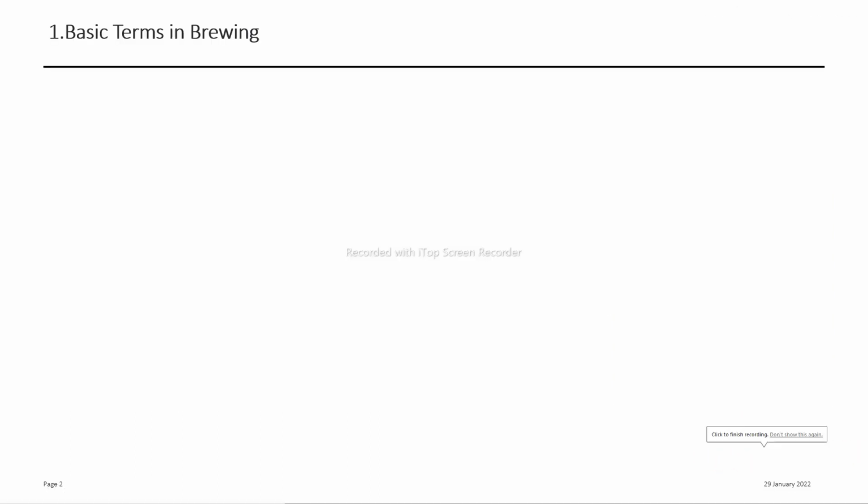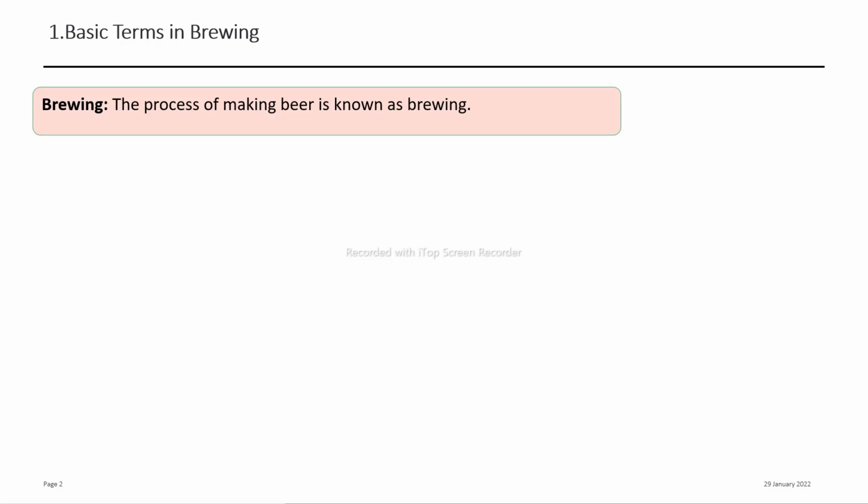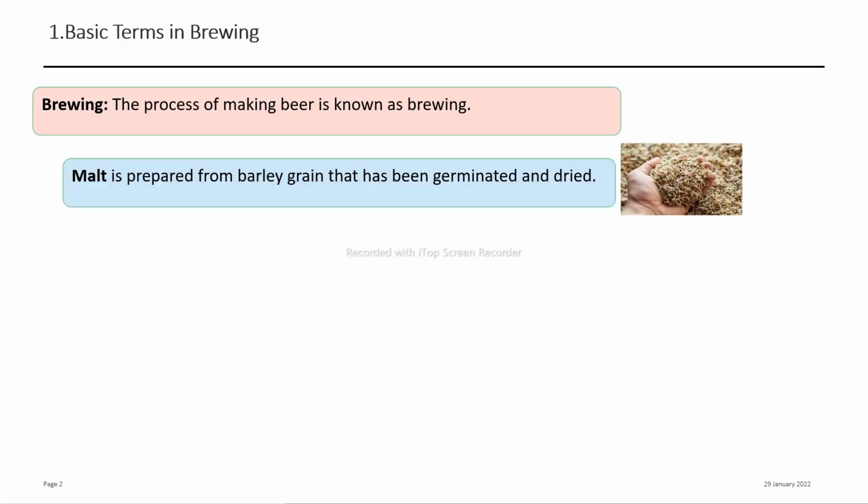The basic terms in the brewing process. Beer is a product made from the barley grain, with barley grain as the main raw material. Brewing, that means the process of manufacturing beer, is known as the brewing process. Malt, that means the germinated barley grain, is called malt.